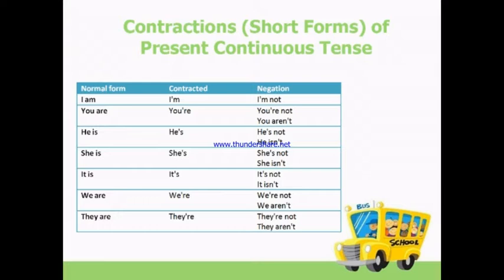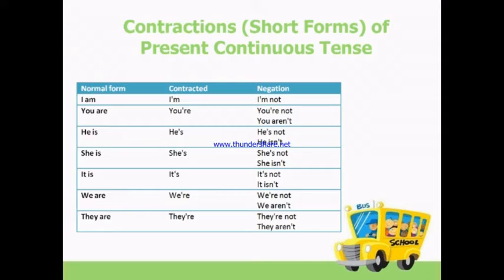For the negation, instead of I am not, you can say I'm not. Instead of you are not, you're not, or you aren't. You can choose. For he is not, he's not, or he isn't. She is not, she's not, or she isn't. It is not, it's not, or it isn't. We are not, we're not, or we aren't. And they are not, they're not, or they aren't. You can choose. It's really simple.